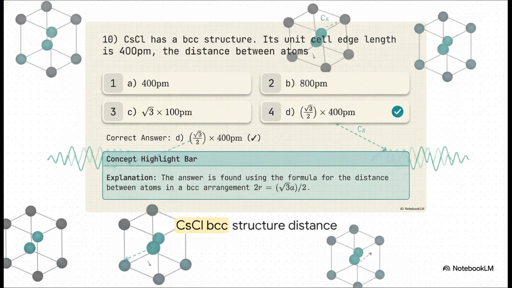Explanation. The answer is found using the formula for the distance between atoms in a BCC arrangement. 2r equals root 3 times a divided by 2. To find the distance between atoms here, we just need to pull the correct standard formula for a BCC structure.